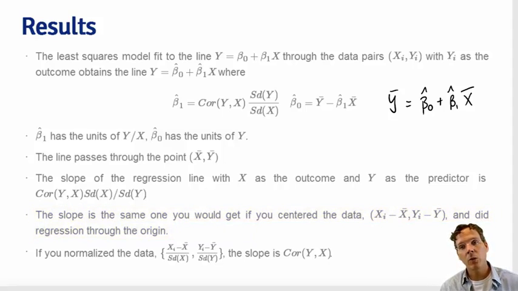I would also note that if you normalize the data, don't just center it, but center it and scale it, the slope is exactly the correlation, because the standard deviation of the x variable is 1 and the standard deviation of the y variable is 1. We can see just from the equation for the slope that it'll just be the correlation.